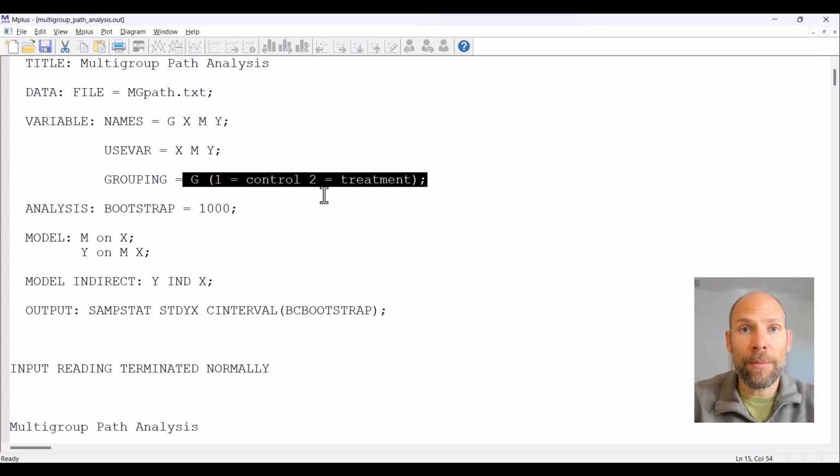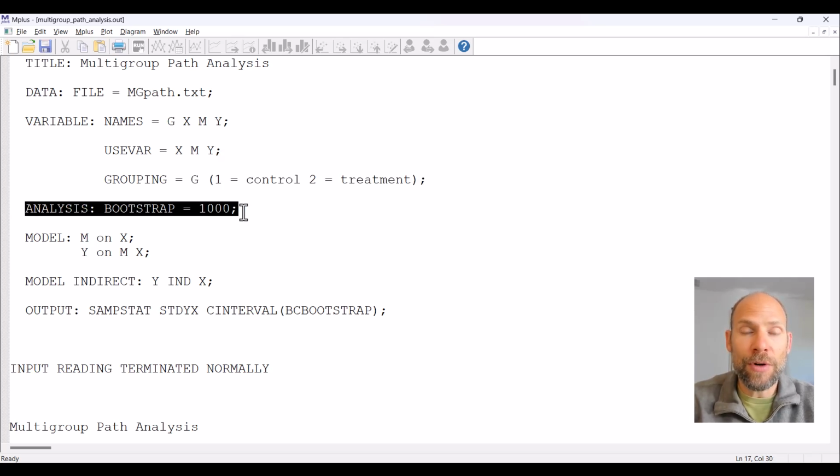So here we're comparing a control group and a treatment group with regard to this mediation model between X, M, and Y. You can see that I specified the bootstrap option here for testing indirect effects. That is a method of choice to test the product of coefficients for statistical significance. In this case, the product of the A and B coefficients.